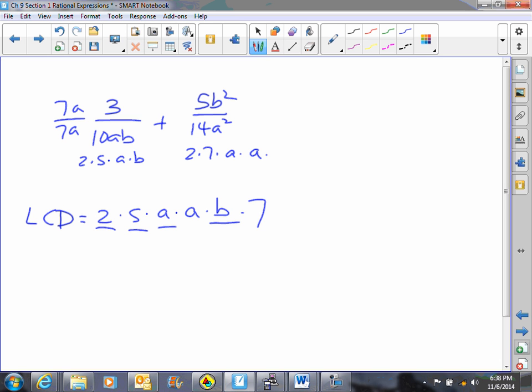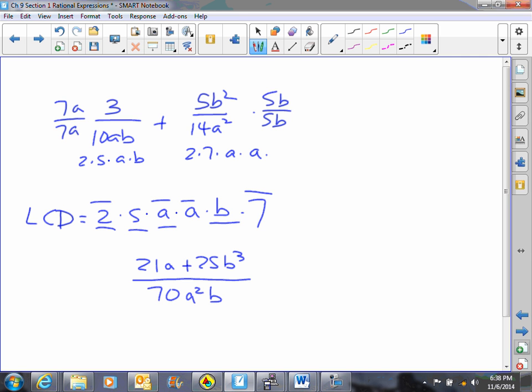Now, the second one, we have 2 times 7 times a, so we're left with 5b. So the second fraction needs to be multiplied by 5b over 5b. Now what that gives us is 21a plus 25b cubed over 2 times 5 times 7, that's 70a squared b. And we're done with that one. I need to be careful about not missing those 7s or missing numeric factors.